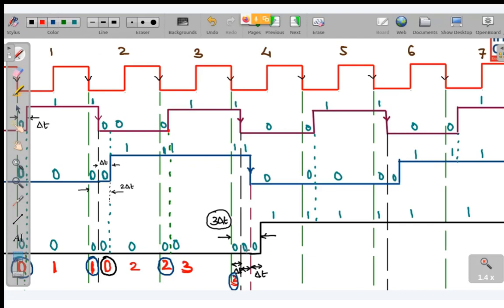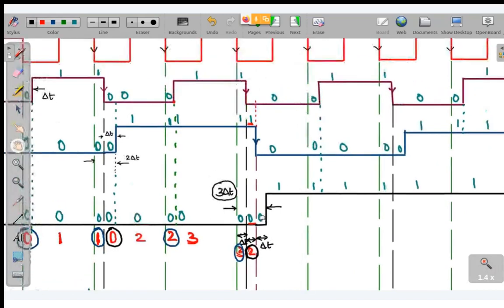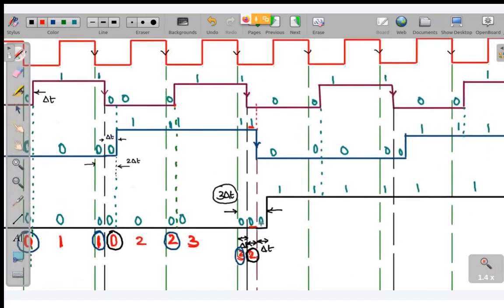But after this, look, for this instant, whatever we get for this much time, that is 0, 1, 0. So that is 2. So this is a glitch once again. For glitch, what was the color code I had given? Black color. So this is a glitch, unexpected count. Now, once again, if you see for this much time, it is 0, over here 0, again 0. So you are getting 0 over here, and this is also an unexpected count. This is also a glitch. So I will mark it over here like this.